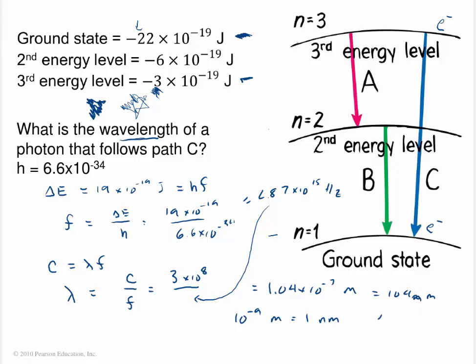Recall that visible light is going to range from 400 to 700 nanometers. This is less than the violet light that we could see, so this is actually going to be in the UV spectrum. So that's why this one is kind of blue. I highly encourage you to make sure you can calculate this and prove to yourself that these others would be in the red and in the green.